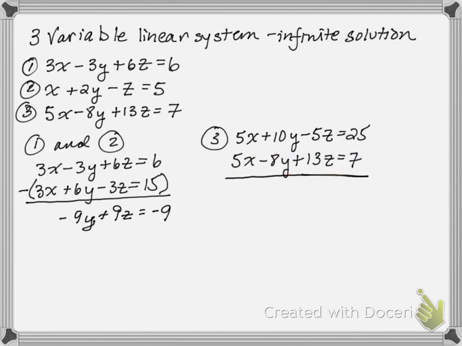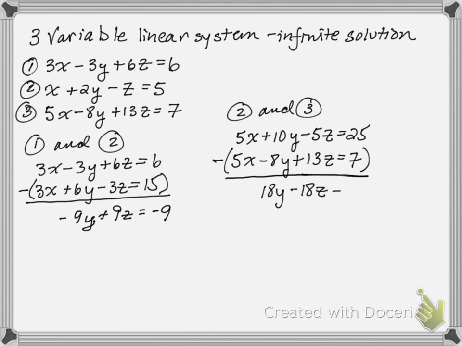And let me clean up my label here. My label should say that I'm working with equation 2 and 3. Now again, since the x's match, I'm going to subtract the second equation from the first equation. I'll get 0x, 18y minus 18z is equal to 18.